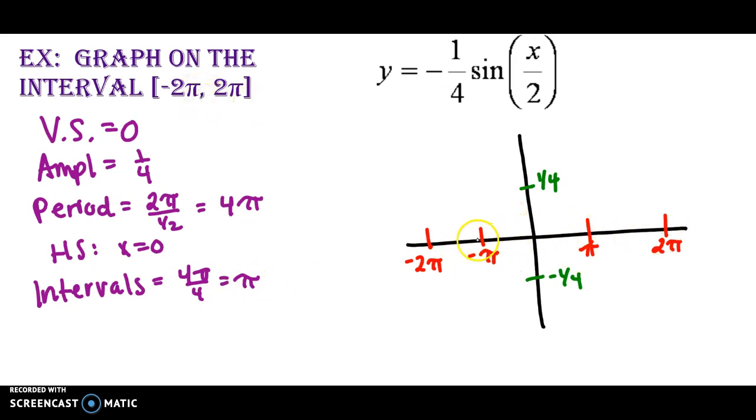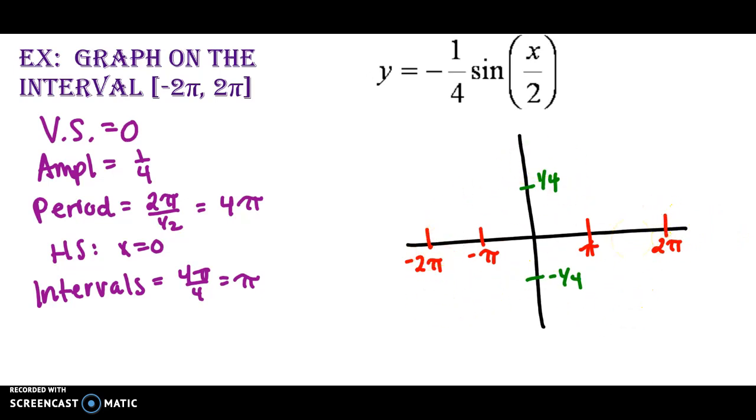Remember we said we want to go from negative 2 pi to 2 pi. And because our period is 4 pi, since we're only graphing on this interval, we're not actually going to show a full period in terms of 0 to the full period of 4 pi. But we will show a full period from negative 2 pi to 2 pi because that is representing 4 pi.